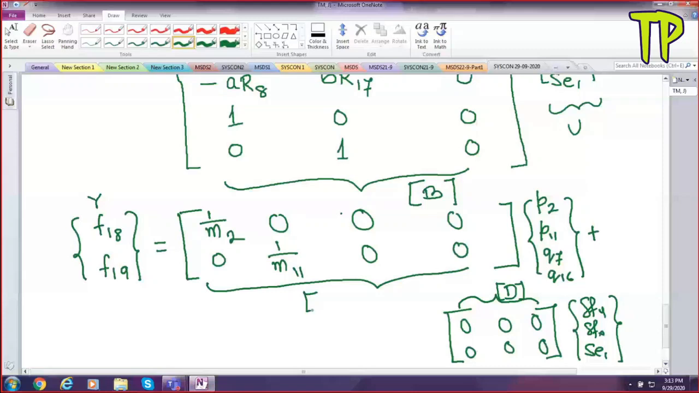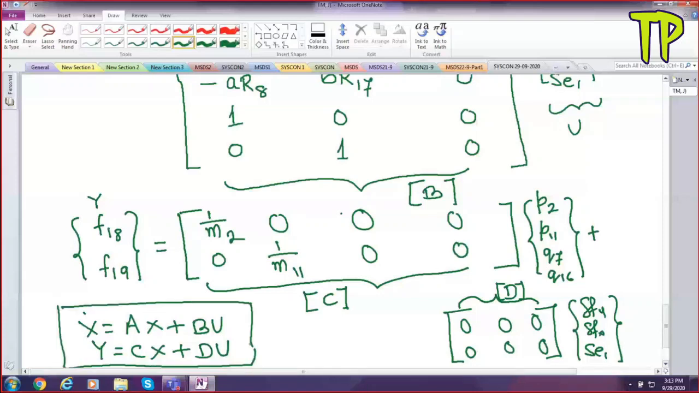Okay, so we have written X dot is AX plus BU, Y is equal to CX plus DU. That is our normal format. So whatever equations we have derived, we have written in that format.